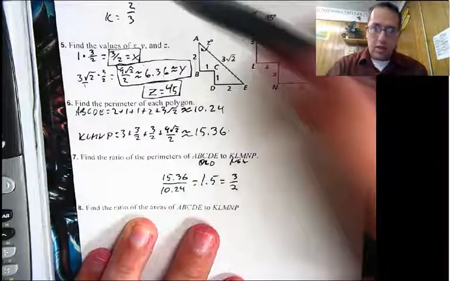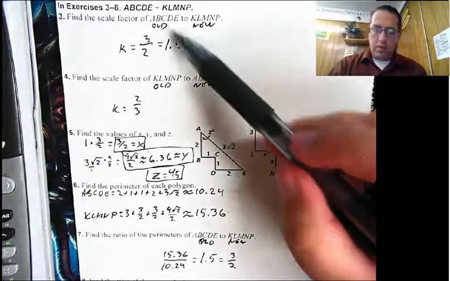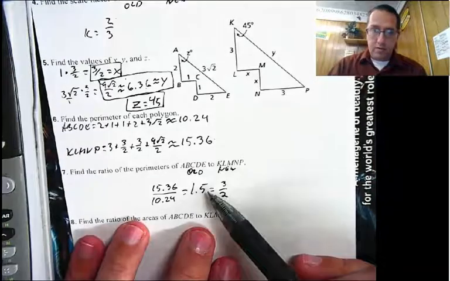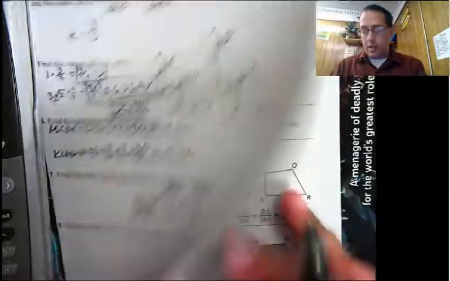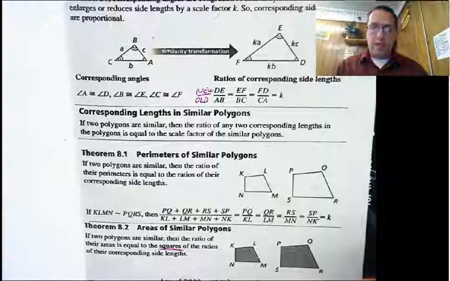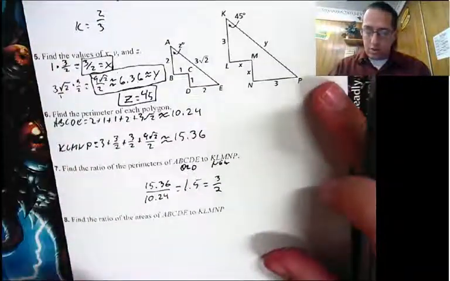You'll notice it is the same thing we had up here. We went from A, B, C, D, E to K, L, M, and P, right? 3 halves or 1.5. Right? It's the same thing, just like our lovely little theorems said it would be. You're going to have the same scale factor. So that's good. We know it works.